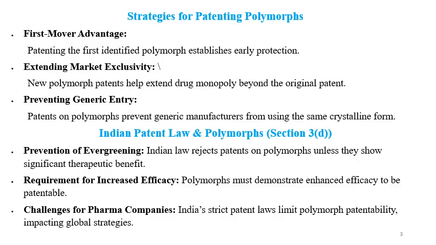Then this is short information regarding the Indian patent law and polymorphs. Prevention of evergreening. Indian law rejects patents on polymorphs unless they show significant therapeutic benefit. Requirement for increased efficacy. Polymorph must demonstrate enhanced efficacy to be patentable. Challenges for pharma companies. India's strict patent laws limit polymorph patentability, impacting global strategies.